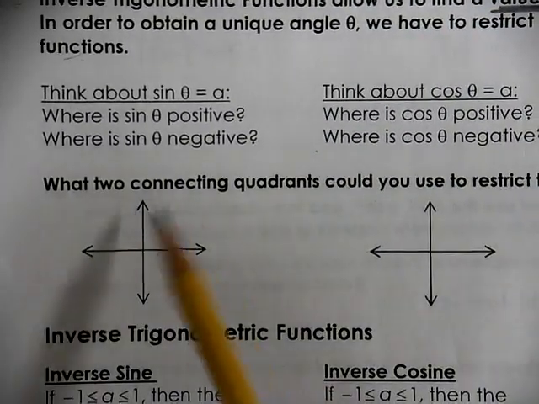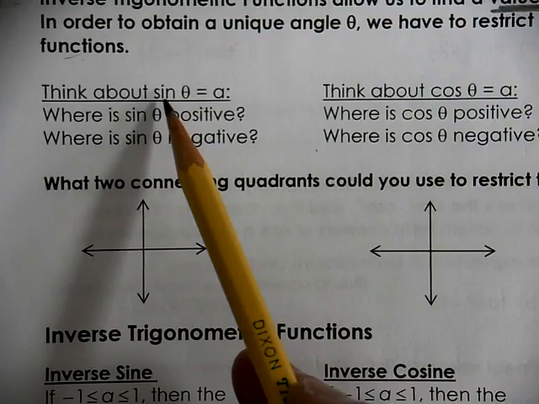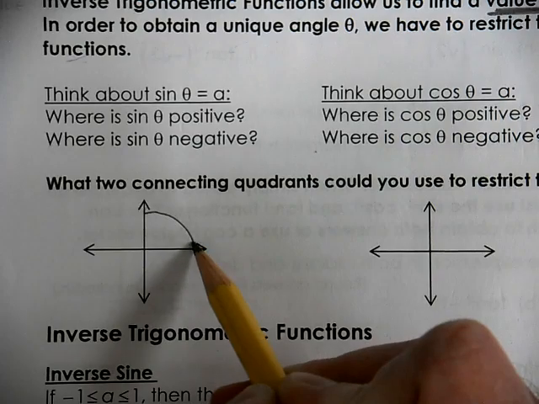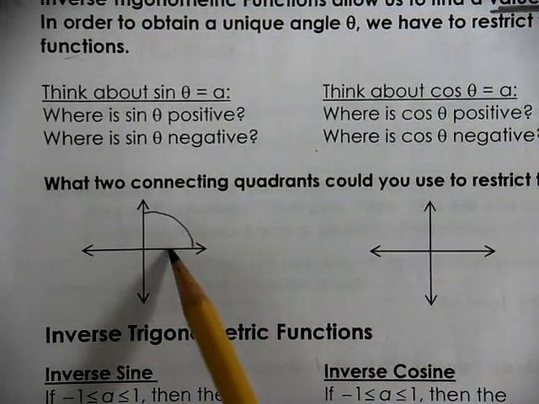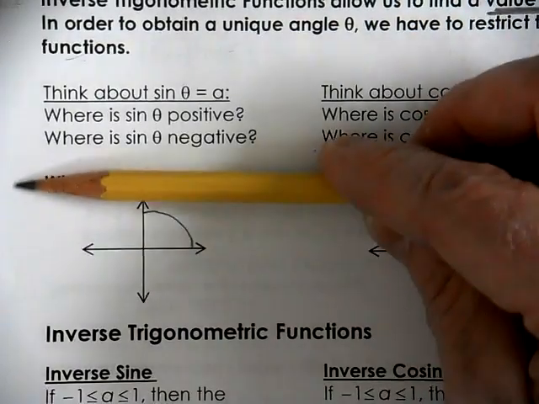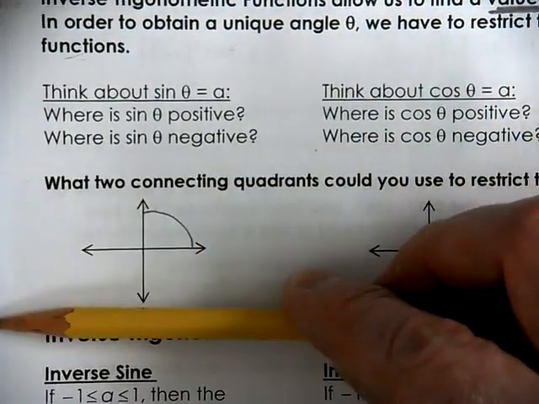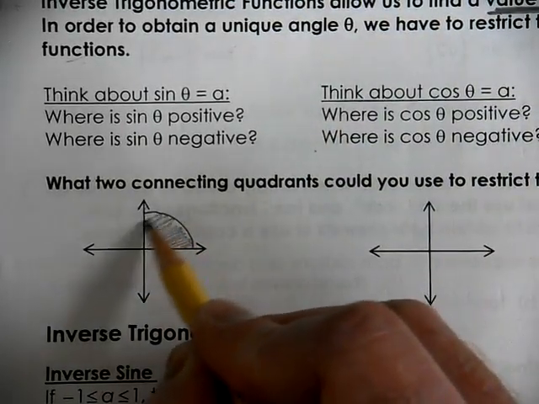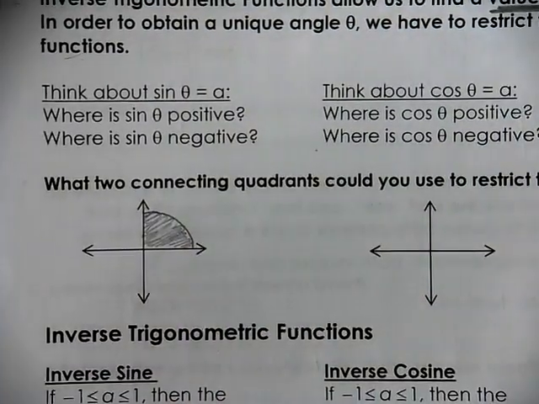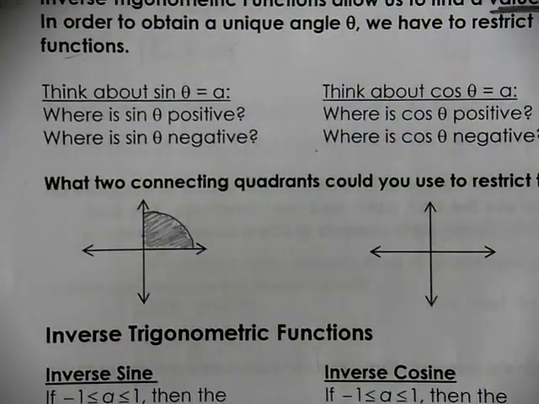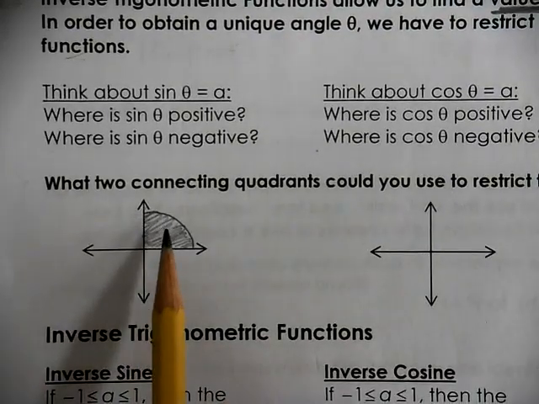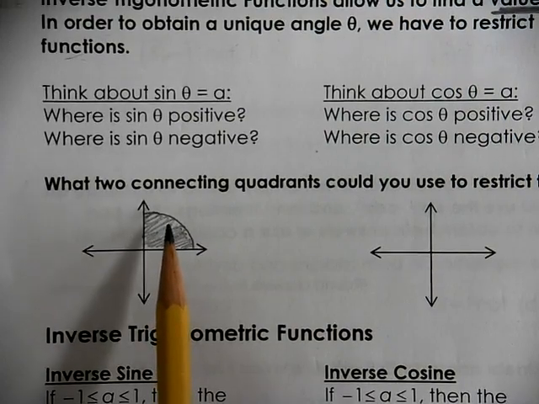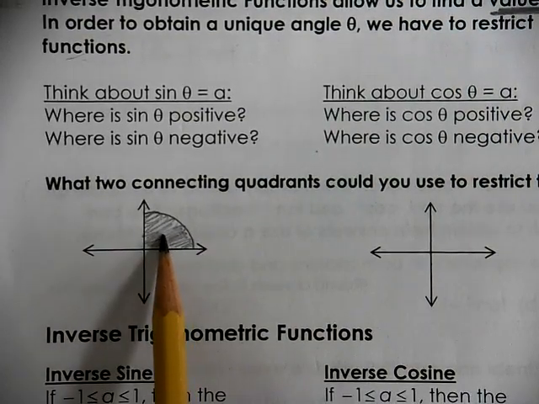So for sine, we know sine is a y value. So sine is a y value, and on our unit circle, y values are positive going up and negative going down. So we're trying to figure out which quadrants we're going to be looking for answers in. And for every one of these, sine, cosine, and tangent, we're going to be using quadrant 1 because that is positive for all the trig functions.